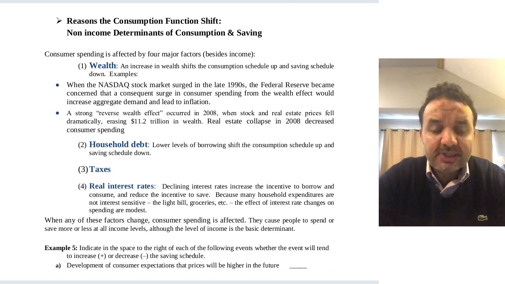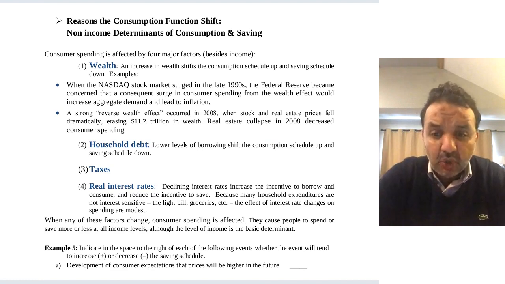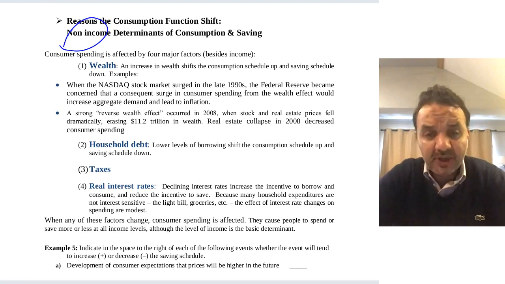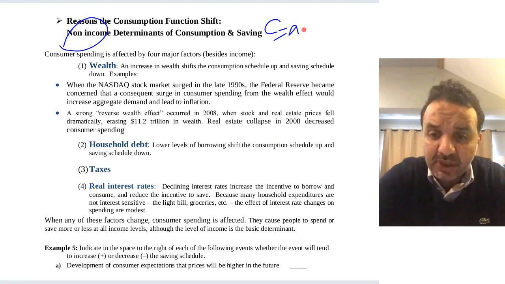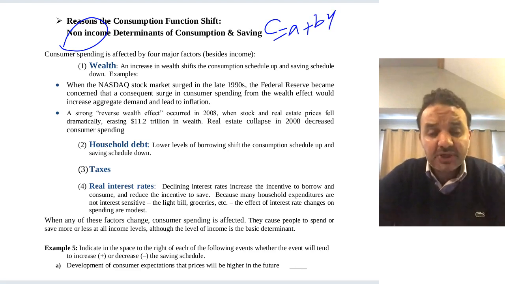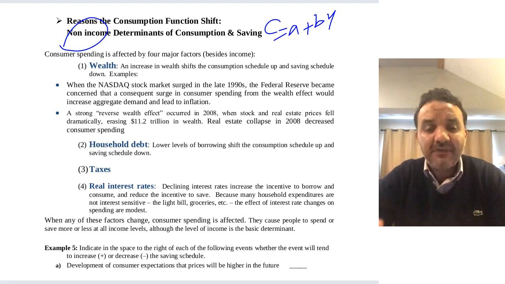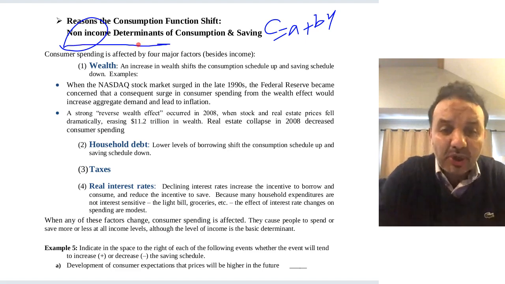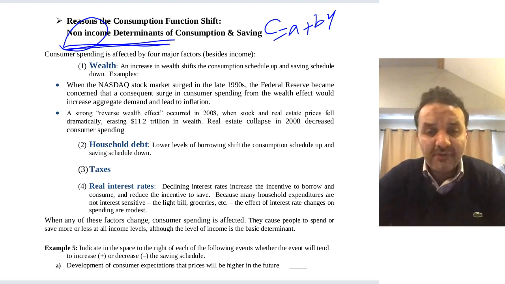Okay, now this is the last thing in this video. What are the non-income determinants? So far, when I explained the consumption function, I said C equals A plus BY, right? In the consumption function, we focus only on income, the main factor which affects your consumption. But are there any other factors which can affect your consumption? The answer is yes. That's why we call them non-income determinants of consumption and saving.